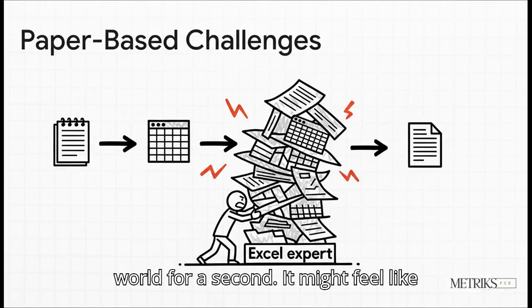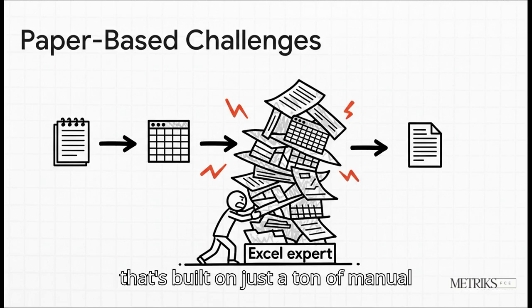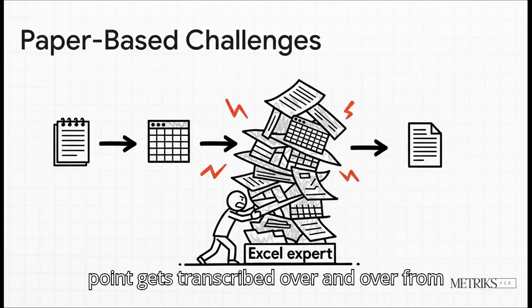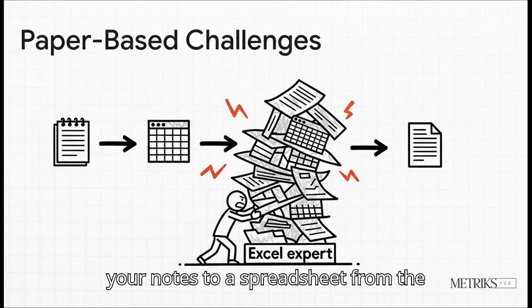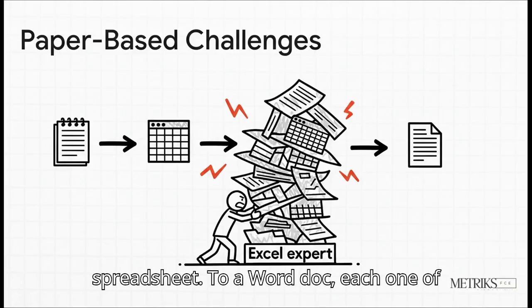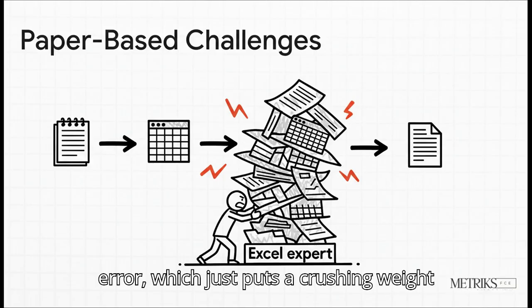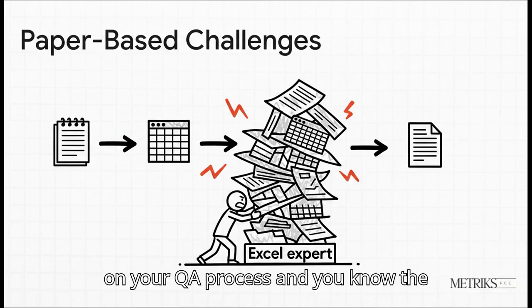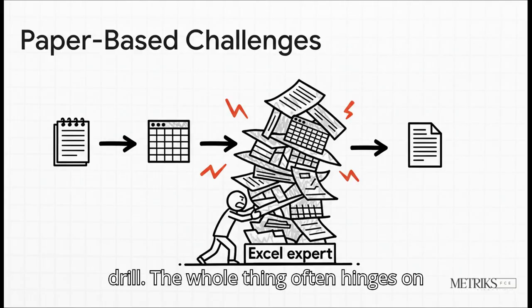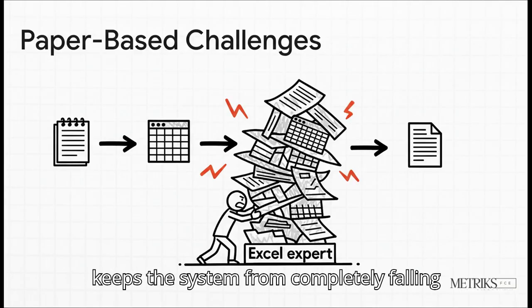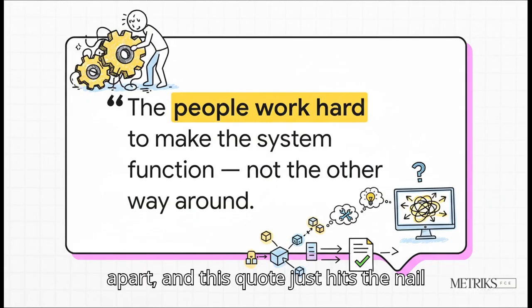It might feel like you're in control, but it's an illusion built on a ton of manual effort. Think about it. Every single data point gets transcribed over and over. From your notes to a spreadsheet, from the spreadsheet to a Word doc, each one of those steps is a brand new chance for an error, which puts a crushing weight on your QA process. And you know the drill. The whole thing often hinges on that one Excel expert in the office who keeps the system from completely falling apart.